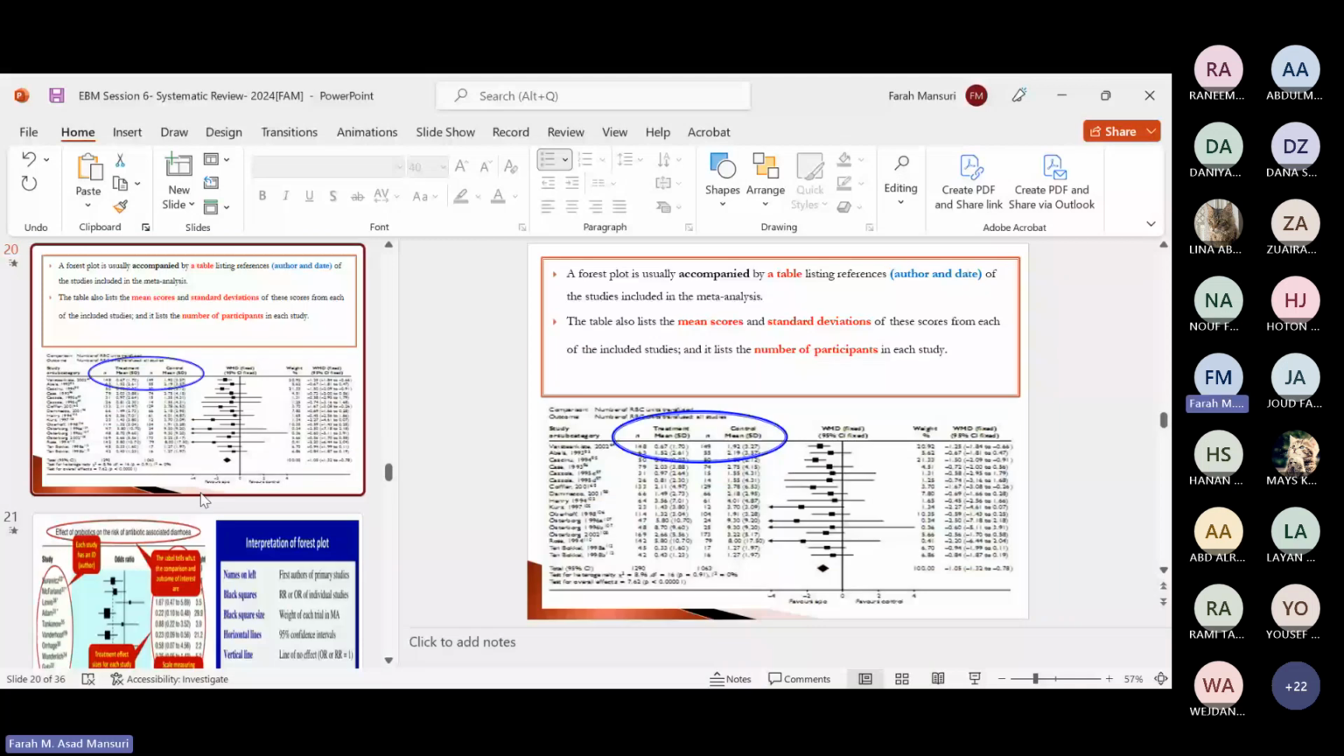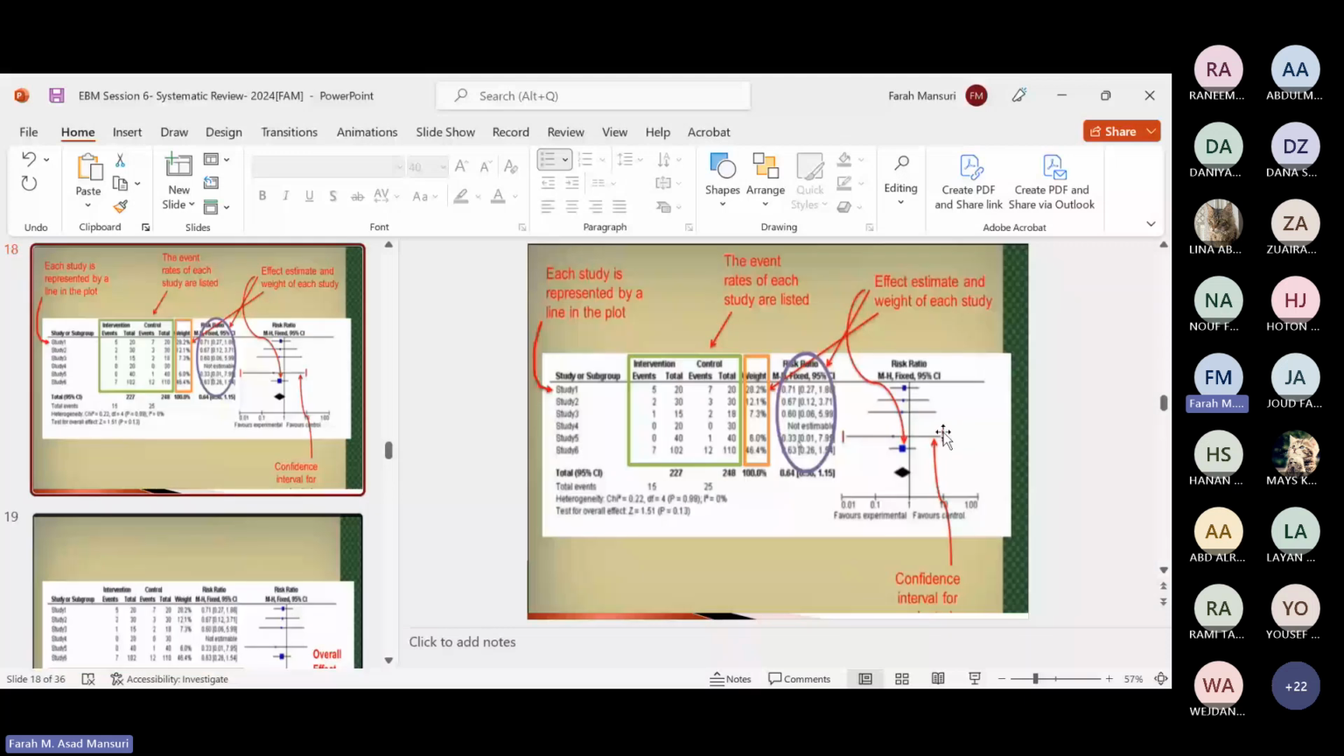Here, the width of this line tells you about the confidence interval. What is a confidence interval? It is an estimate of the surety of your results. The bigger this confidence interval is, the less surety. The concise one is more sure. So you can see in this plot the confidence interval is narrow in study 6, while in study 5 the confidence interval is very wide. So that gives less surety.